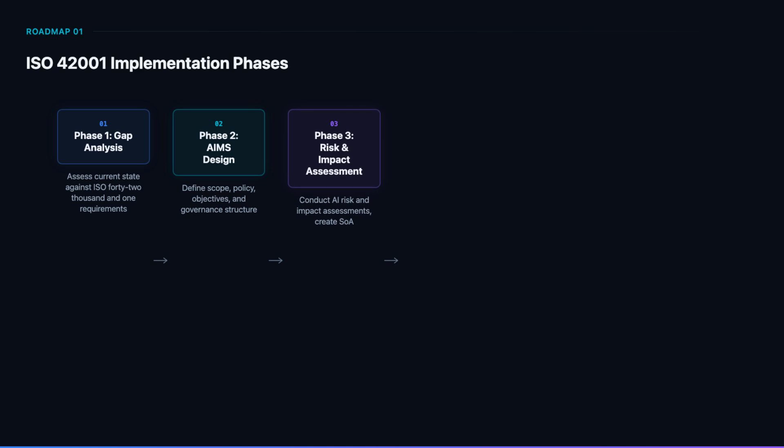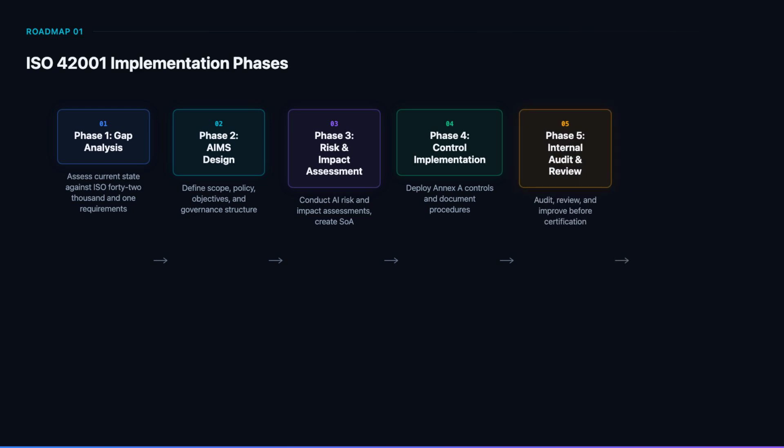Conduct comprehensive AI risk and impact assessments for all in-scope AI systems. Select applicable Annex A controls and create your statement of applicability, documenting your treatment decisions. Implement the Annex A controls you've selected. Create the documented procedures, technical safeguards, and monitoring mechanisms required. This is typically the longest phase, taking 2 to 4 months.